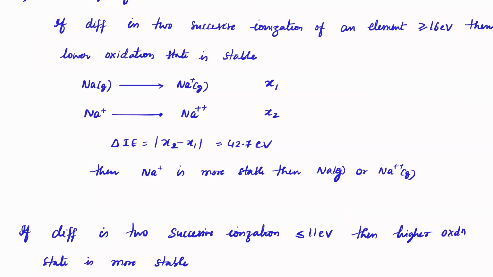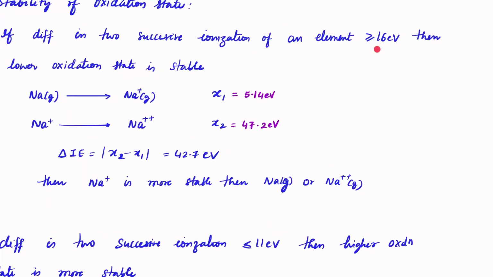See the difference in the energy here. The difference in the energy between these two is approximately 42.7 electron volts. In fact, the X1 value is 5.14 electron volts, while X2, that is the second ionization value, is 47.2 electron volts. So approximately we have 42 electron volts difference. But how much is the difference I'm expecting? 16. Of course, it is greater than that.